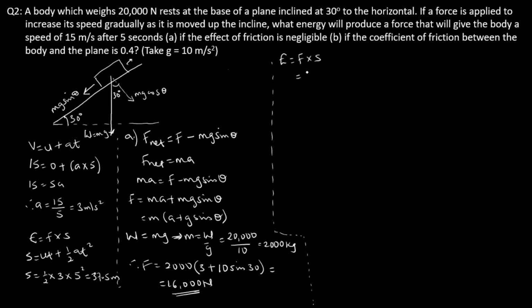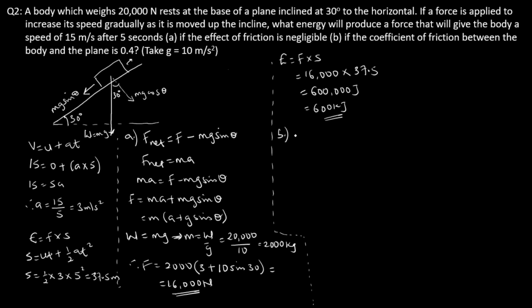So we can write 16,000 times the displacement, which we found to be 37.5 meters. We play with that, we would have 600,000 joules, which is like writing 600 kilojoules. Alright, now let us go to the B part.